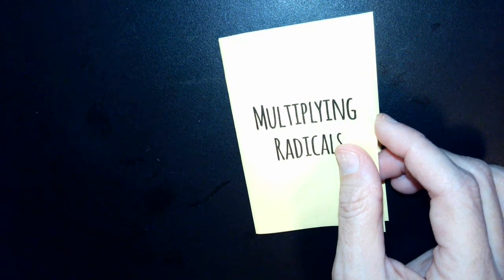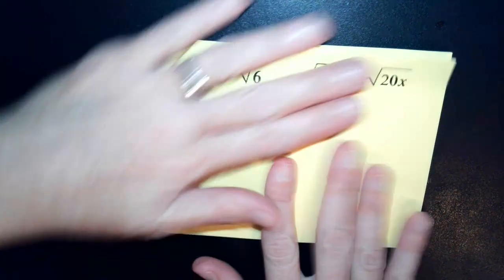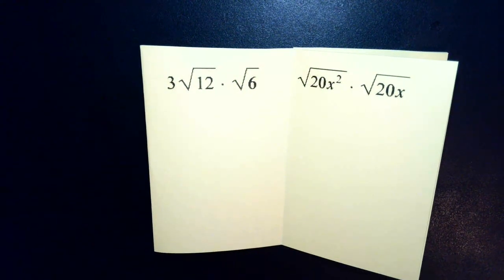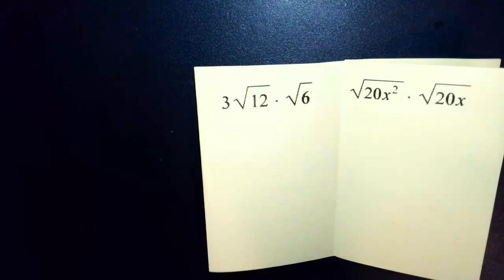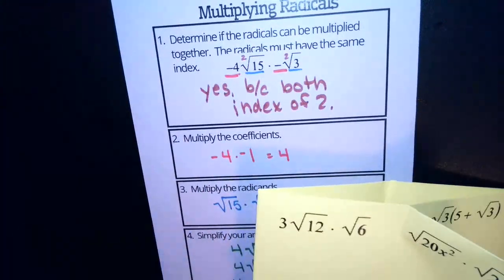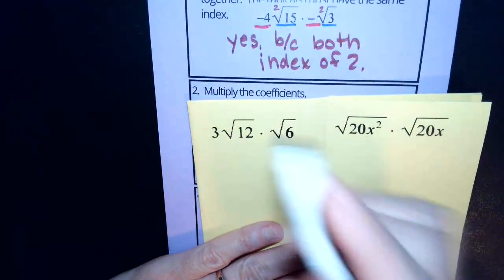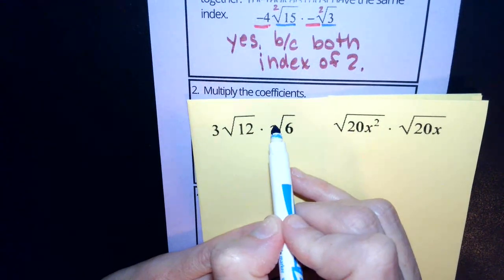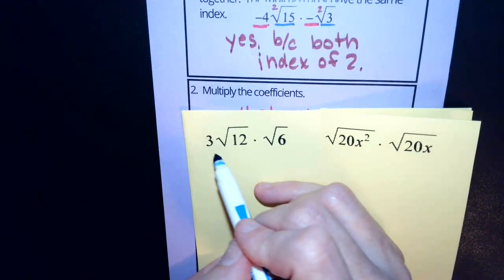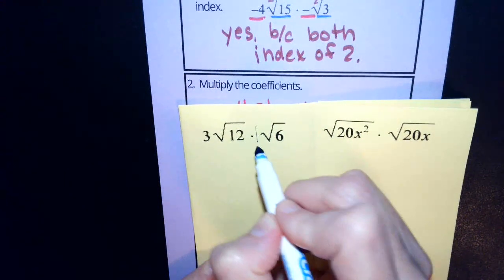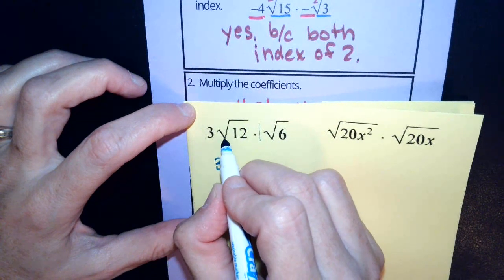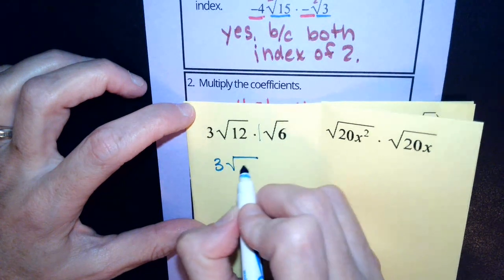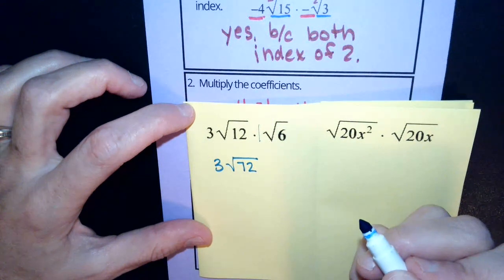Seriously. All right, now looking at this one, we have 3 root 12 times root 6. So if I follow the steps on this graphic organizer, it said to determine if we can multiply them first. Yep, they're both index 2. And now we multiply the coefficients. So that's 3 times 1. 3 times 1 is 3. Square root of 12 times the square root of 6 is going to give me the square root of 72.